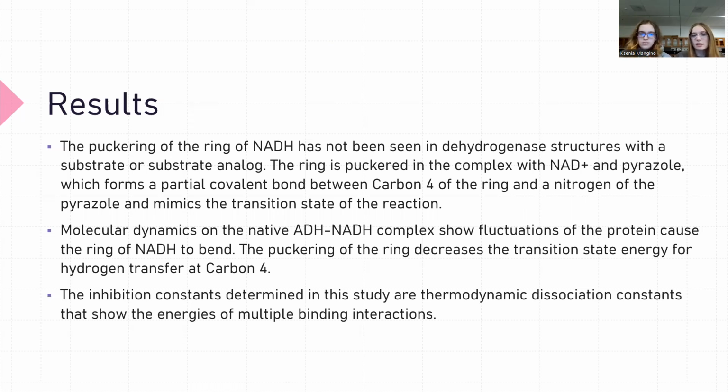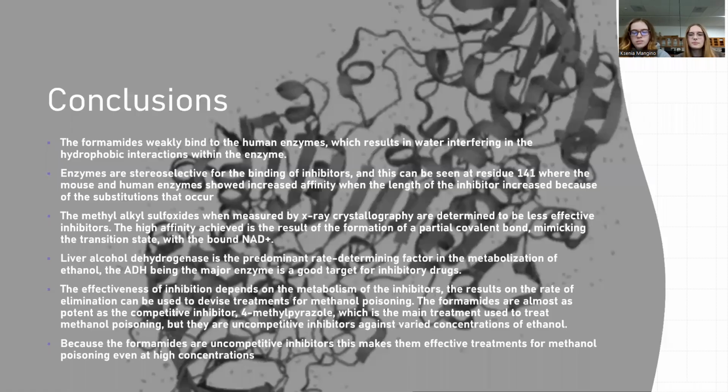The inhibition constants determined in this study are thermodynamic dissociation constants that show the energies of multiple binding interactions. Ultimately, the formamides weakly bind to the human enzymes, which results in water interfering in the hydrophobic interactions within the enzyme. Enzymes are stereoselective for the binding of inhibitors, and this can be seen at residue 141, where the mouse and human enzyme showed increased affinity when the length of the inhibitor increased because of the substitutions that occur there. The methyl alkyl sulfoxides, when measured by X-ray crystallography, are determined to be less effective inhibitors.